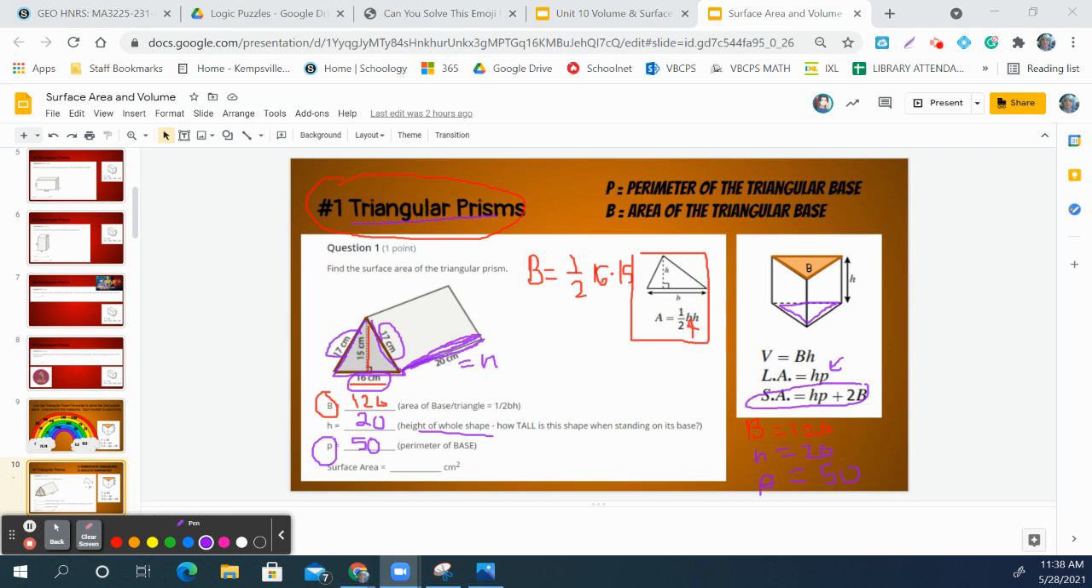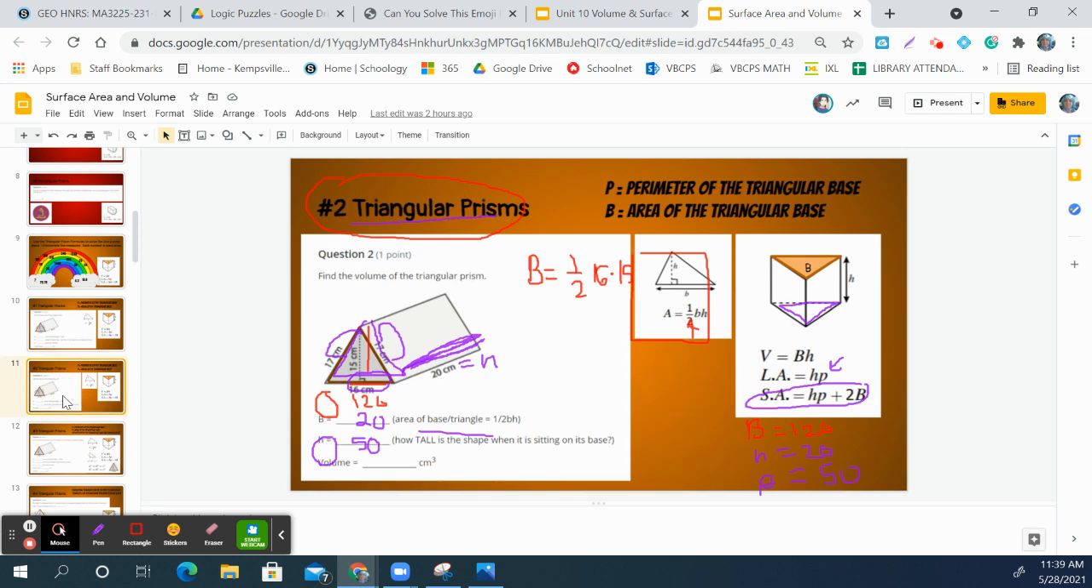I'm going to stop sharing, but I'll be happy to share again if we need to. Once you get your answers, you want to go into the green puzzle pieces that are in the folder and put your answers there. Zach, did that answer your question? Remember, the triangular prisms are the hardest.